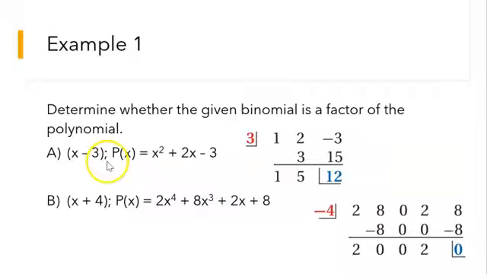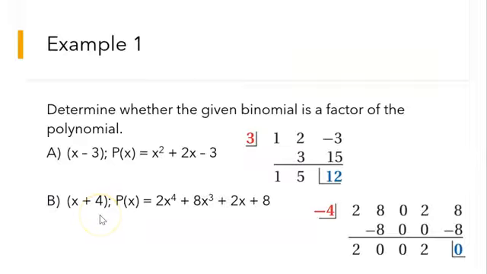For part A, I have my synthetic division here, and notice my remainder is positive 12. It is not 0. So x minus 3 is not a factor of x squared plus 2x minus 3.